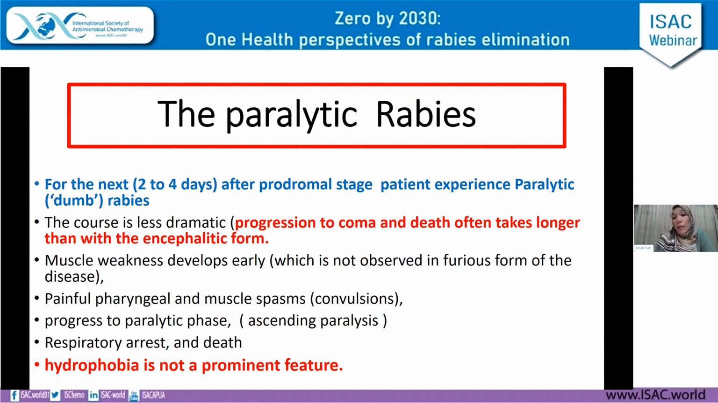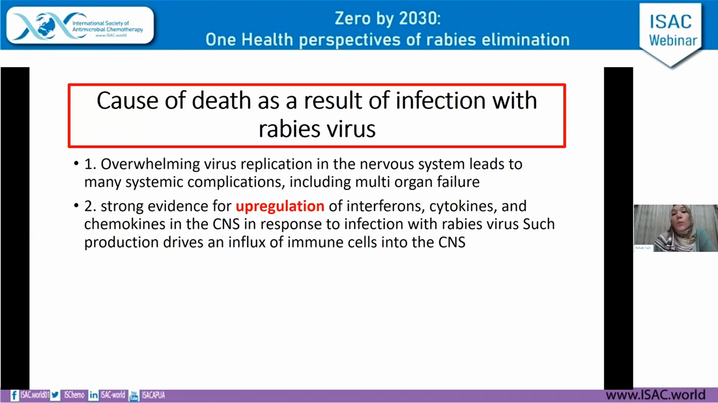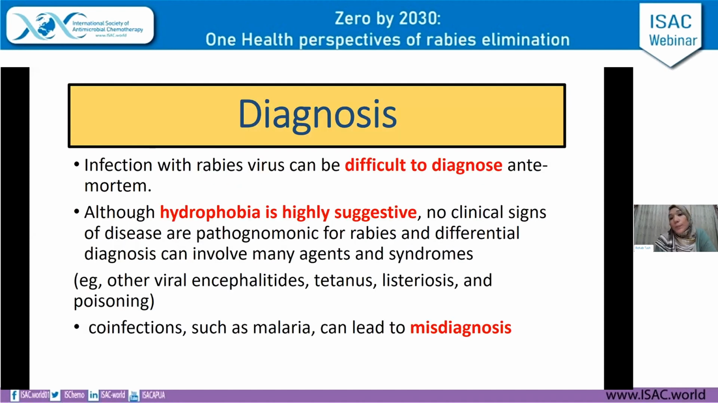Progression to coma has a longer time to go. Here there is an ascending paralysis in contrast to the encephalitic form. Once paralysis reaches the respiratory muscles, respiratory arrest occurs. It's a 100% fatal disease. However, hydrophobia is not a prominent feature here. As we said, in the CNS, multiplication of the virus and upregulation of the cytokines and chemokines all lead to CNS dysfunction and multi-organ failure.